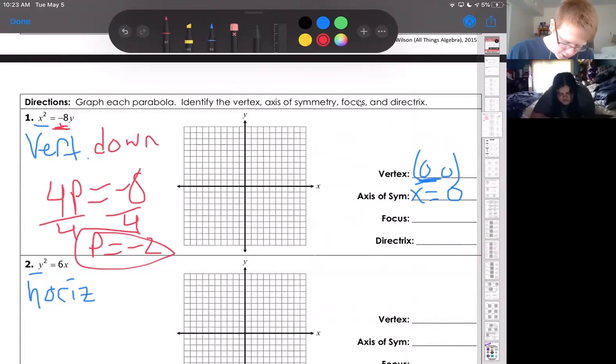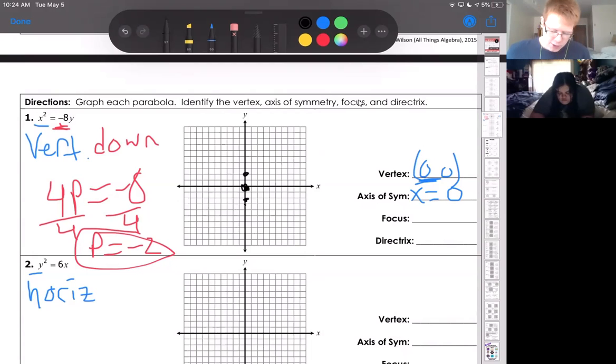To graph this, it's not too bad. You could plot more points if you're trying to get accurate, and to see how wide or how thin it's going to open, you could do different things. But for my purpose, I'm not too worried. The first thing you do is just plot your vertex, 0, 0. Then to get your focus point and your directrix point, since it's vertical, you're going to go up 2 from the vertex and down 2.